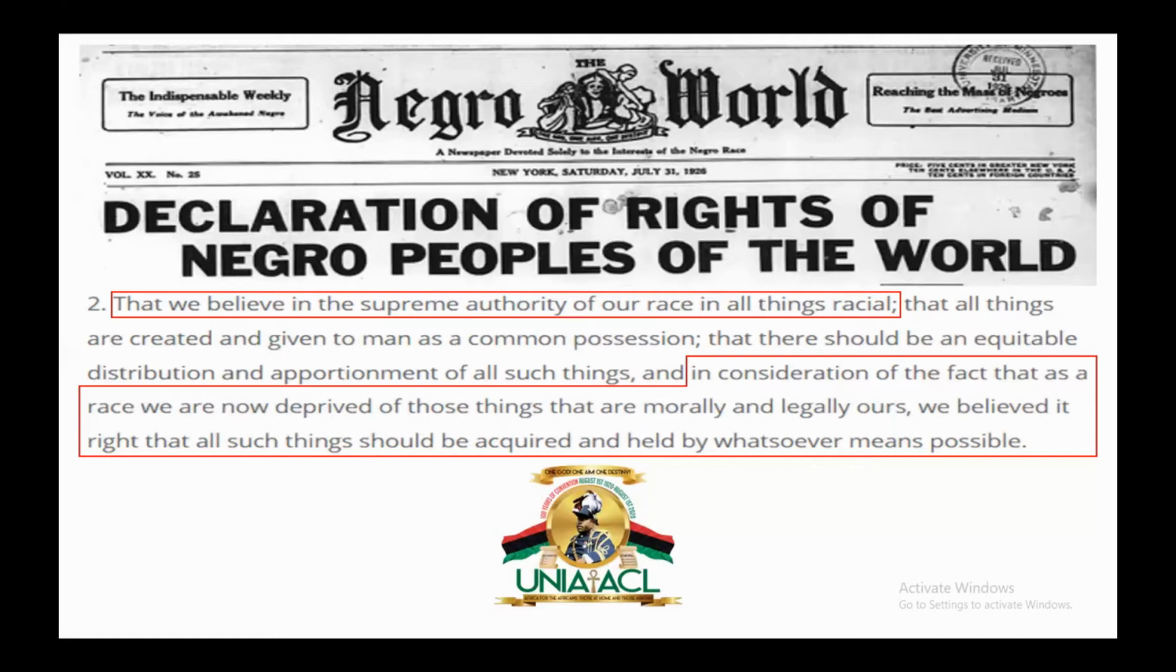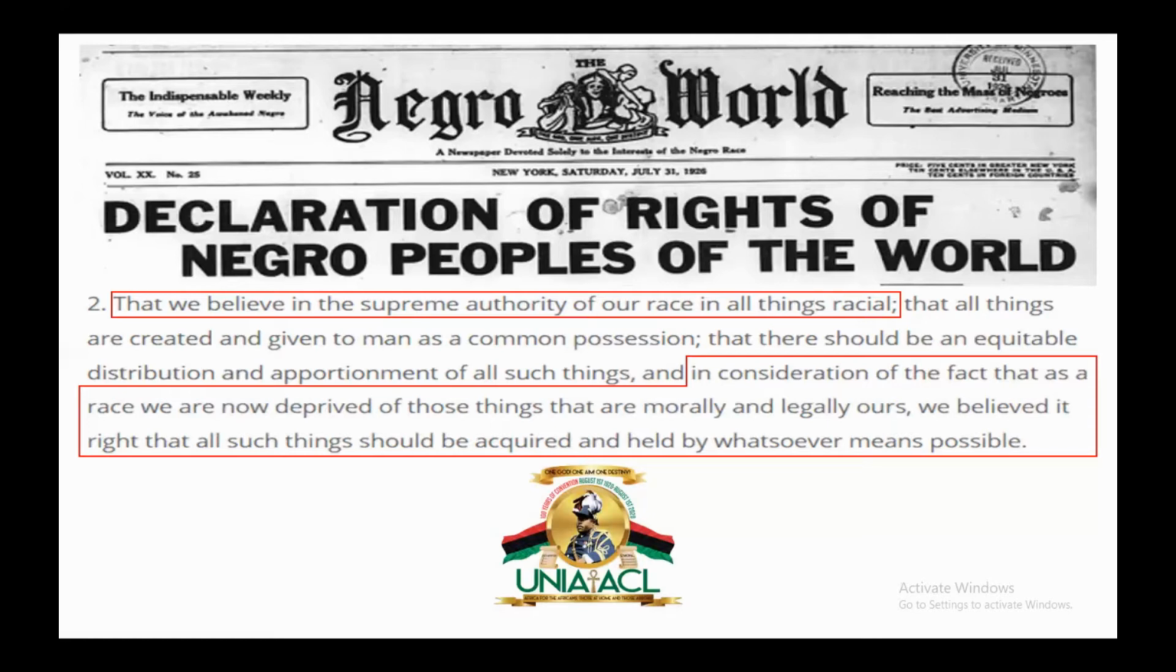That right there was signed into law in 1920. Again, in consideration of the fact that as a race, we are now deprived of those things that are morally and legally ours. So that means the legal part of the ADOS FBA argument was already codified in the UNIA ACL, Declaration of Rights of Negro Peoples of the World. Because wherever you are domiciled, the UNIA was to be a base to support what you're doing.